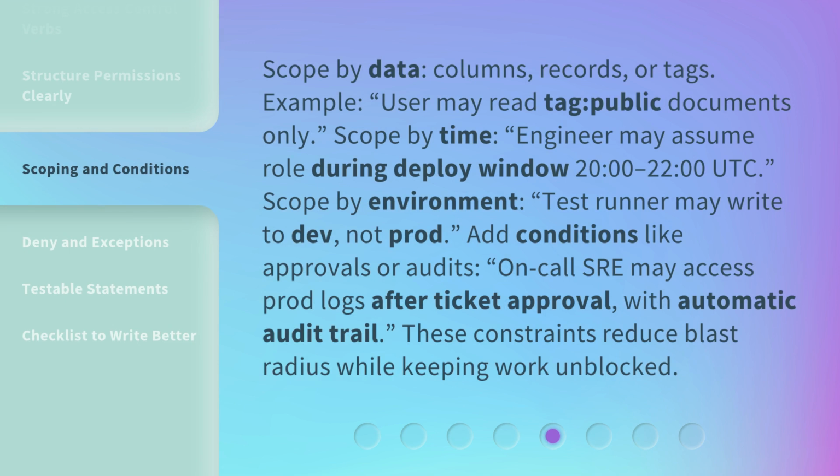Scope by data, columns, records, or tags. Example: user may read tag, public documents only. Scope by time. Engineer may assume role during deploy window 2000 to 2200 coordinated universal time. Scope by environment. Test runner may write to dev, not prod. Add conditions like approvals or audits. On-call SRE may access prod logs after ticket approval with automatic audit trail. These constraints reduce blast radius while keeping work unblocked.